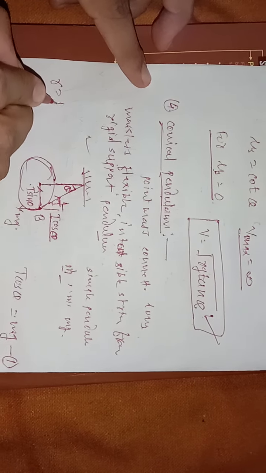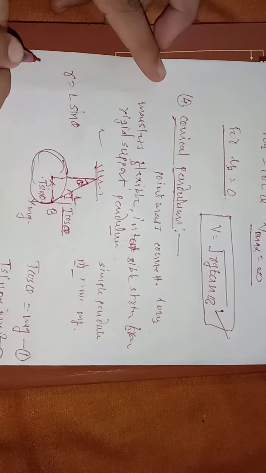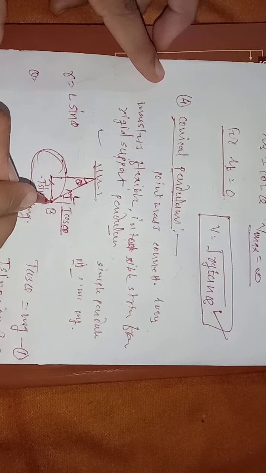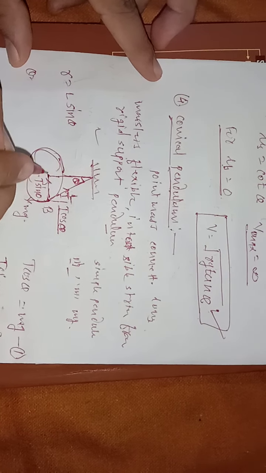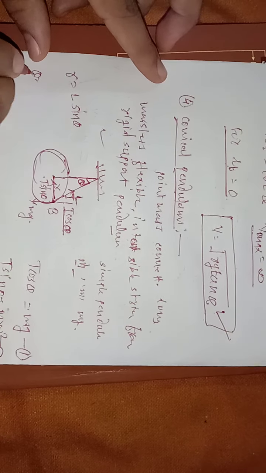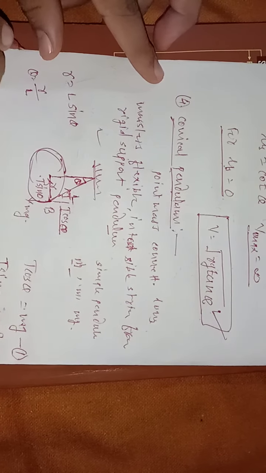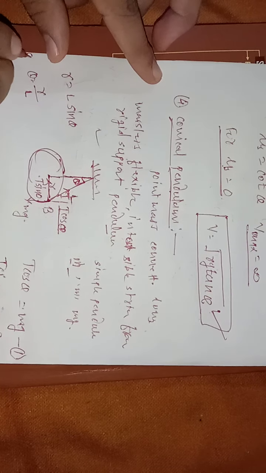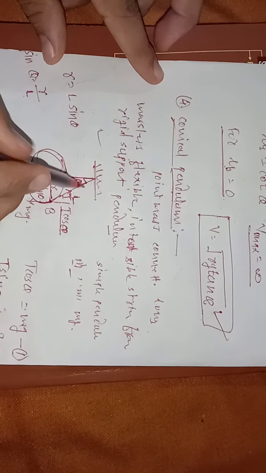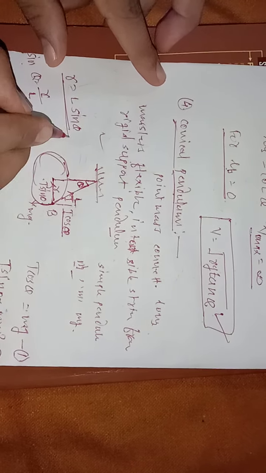Now r is the radius of the circular track or circular motion, and r is equal to L sin theta. Already we know this is the angle theta, and L is the length of the string. Here r is the radius, so we can write sin theta is equal to r upon L. So r is equal to L sin theta.